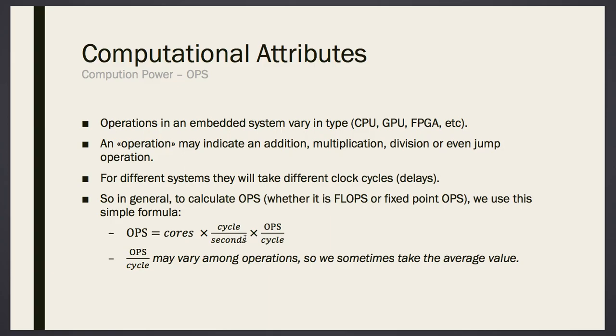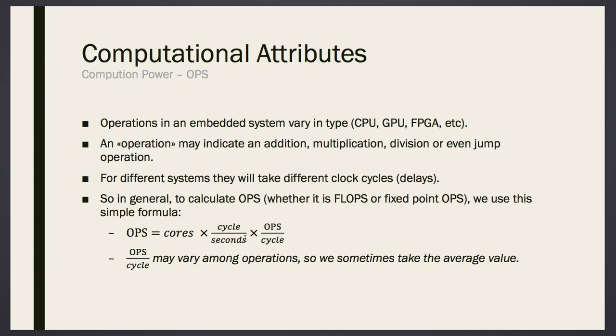And finally, operations per cycle. How many operations you do per cycle? It's usually a number lower than 1 because the fastest operation can take 1 cycle, but usually operations take 10 cycles. So this value is an average value, because some operations, like addition, will take 1 cycle. So it's the average OPS per cycle depending on your design and architecture. So when you multiply these numbers, you get the OPS. And as I say, OPS per cycle may vary among operations, so we sometimes take the average value. This is how you simply calculate it.